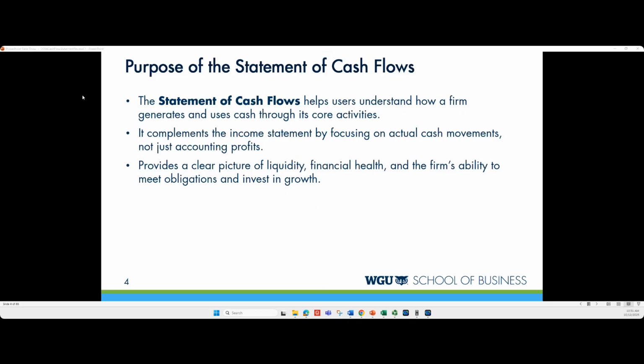So let's talk about the purpose of the statement of cash flows. It helps users understand how a firm generates and uses cash through its core activities. It complements the income statement because it focuses on actual cash movements, not just the accounting profits that the company records. And so it provides a much clearer picture of the firm's liquidity, its financial health, and its ability to meet its obligations and invest in its growth.